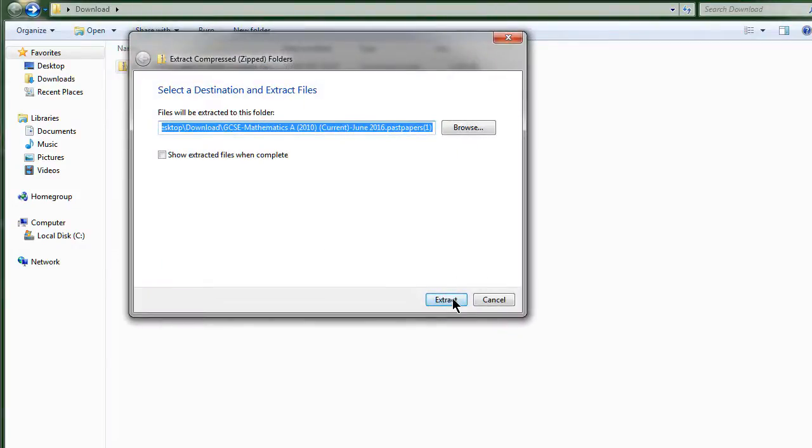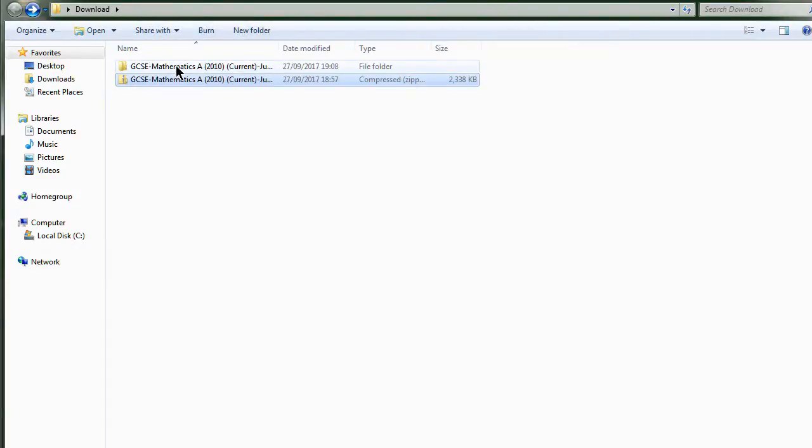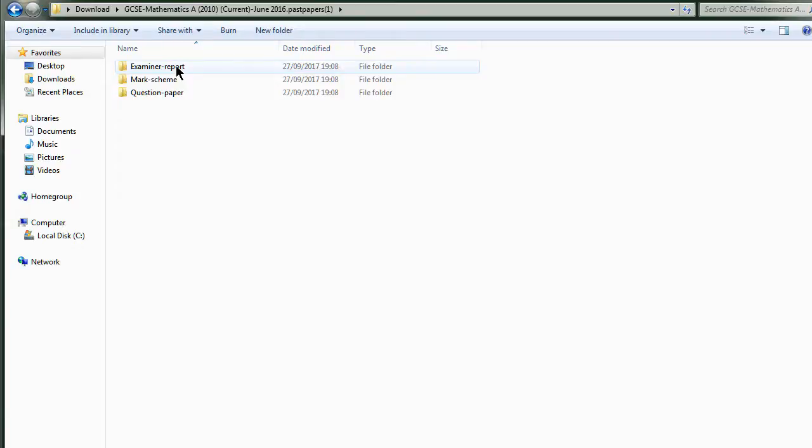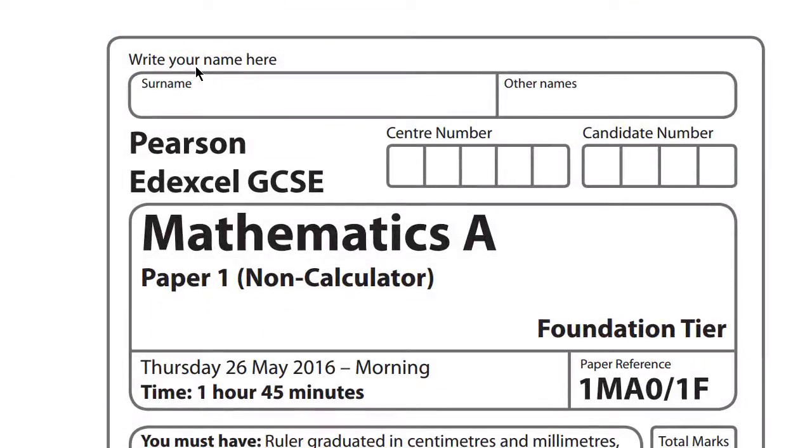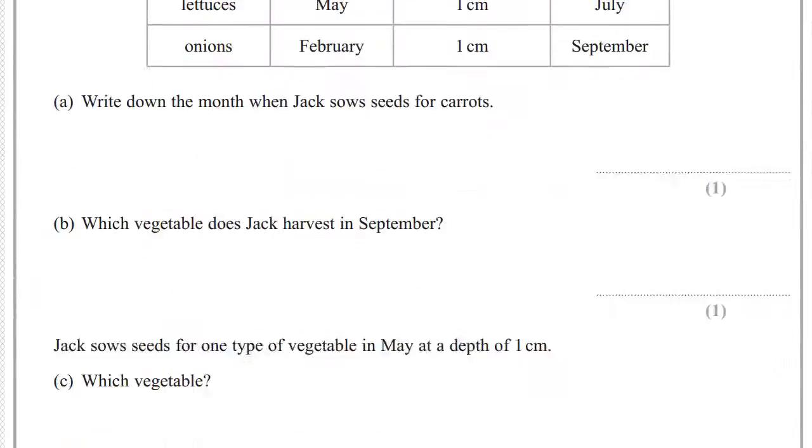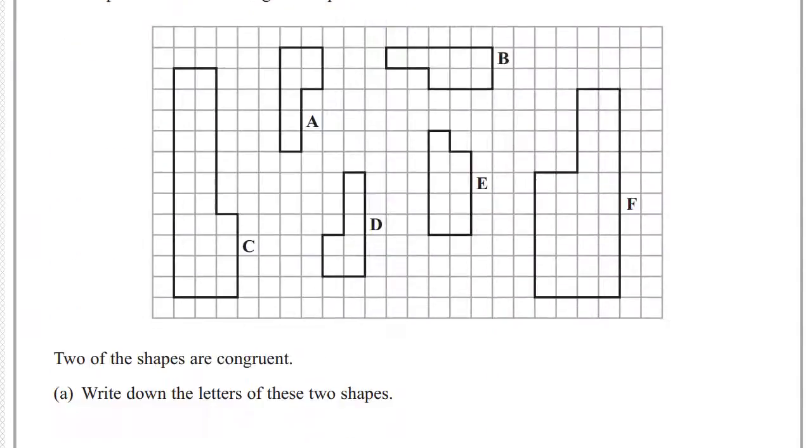Unzip it. And let's see what we've got. Okay, examiner's report, mark scheme, question papers, 4 papers: foundation, calculator, non-calculator, and higher non-calculator and calculator. And there's all the questions. And we've also got the mark scheme, so we can look at that.